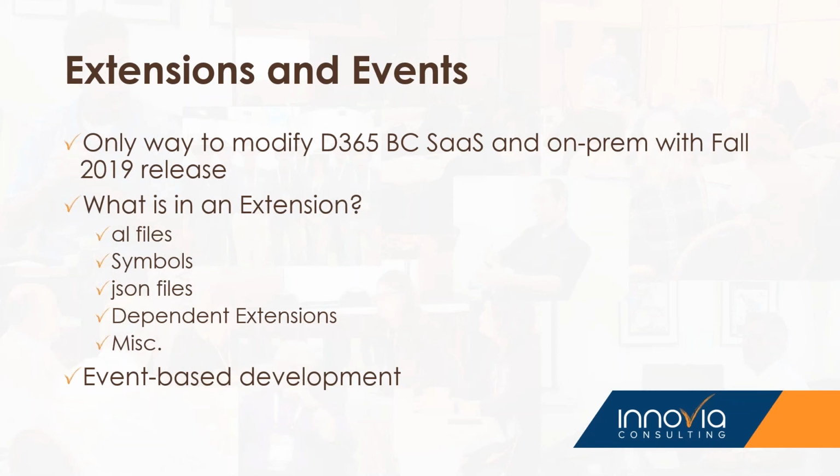I can have one object per AL file, and I'll talk about some of that in the lessons learned. Symbols, as I said earlier, describe to the extension what the base application looks like. So it tells it what's in the base item table, what's in codeunit 80, the sales posting codeunit, what the item card page looks like, those types of things.